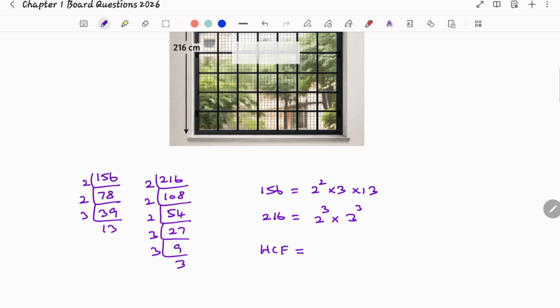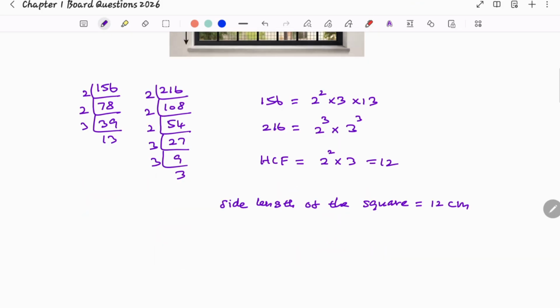So to find the HCF, write the common factors. So common factors are 2 and 3 only, with the least powers. So the least power of 2 is 2, the least power of 3 is 1. So 2 square is 4, 4 into 3 is 12. So HCF value is 12. Now this 12 represents the side of one square. So side length of one square is 12 centimeter.